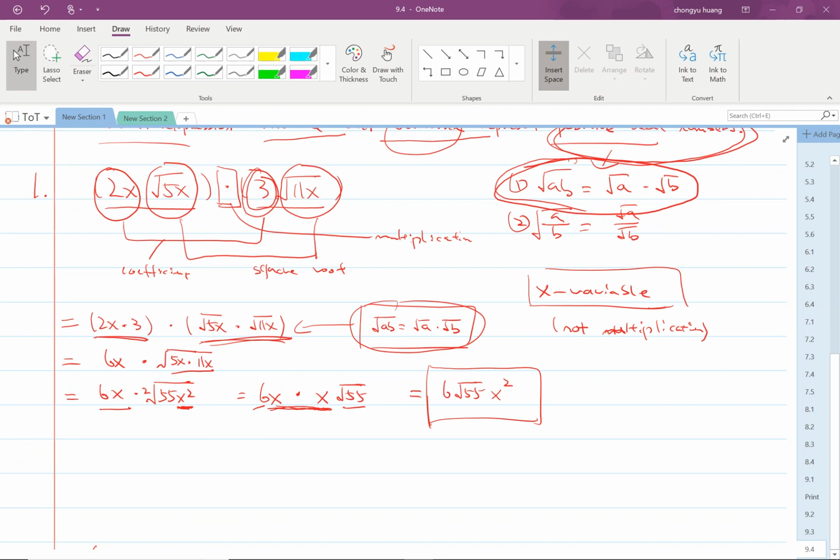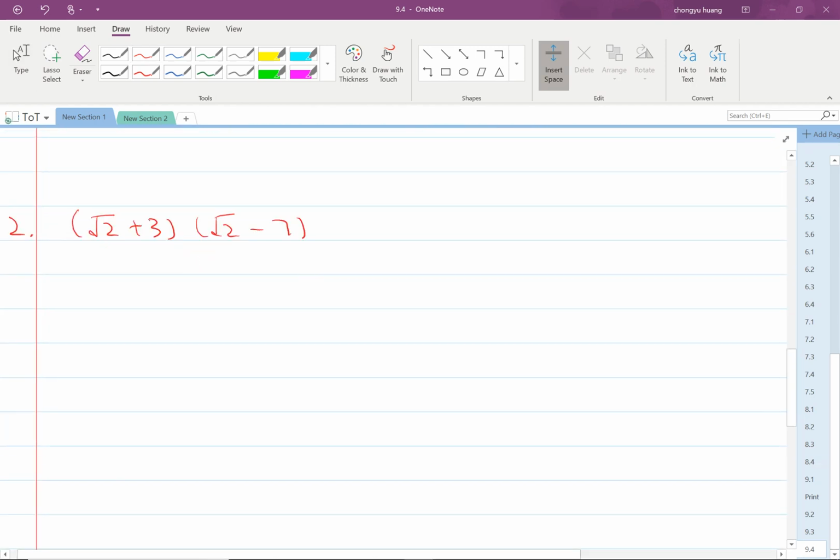So the final solution is already in the simplest form. So this is our final solution for question 1. Okay, so let's move into the next question.